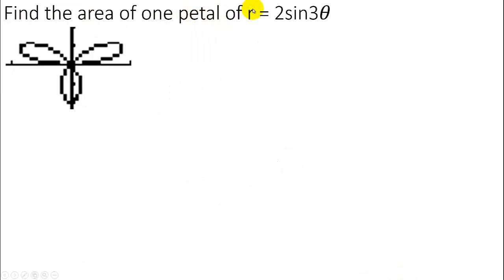Find the area of one petal of r equals 2 sine 3 theta. Well, the petal starts at 0, and then we would have to sweep through until we get back to 0. And we get back to 0 at pi over 3 for this particular rose. And here's the 1/2 r squared d theta, where r is 2 sine 3 theta.